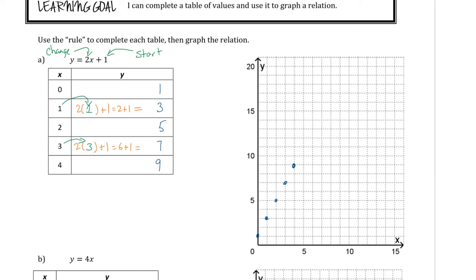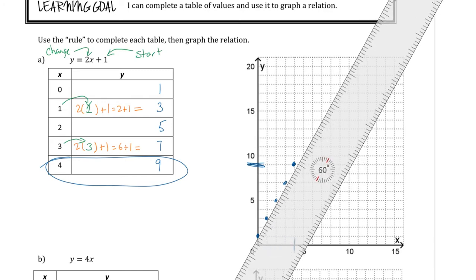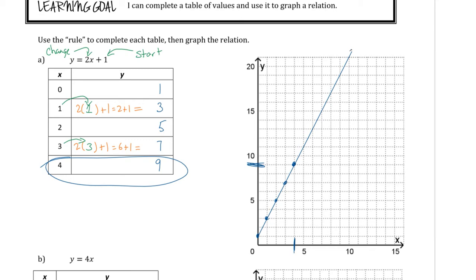Or I could think of these as pairs and plot them. So 4, 9 would be 4, 9, and that would give me this point here. And then again, whenever we're done this, we connect the points with a line because that shows the pattern, and my line goes all the way up past the edge of the graph.